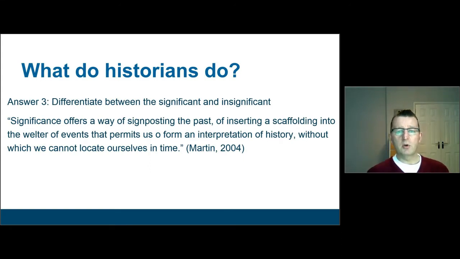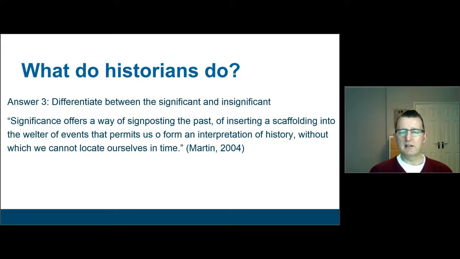The third answer to what historians do is that they differentiate between significant and insignificant. And here's an obvious example of that. Significance offers a way of signposting the past, of inserting a scaffolding into the welter of events that permits us to form an interpretation of history without which we cannot locate ourselves in time.